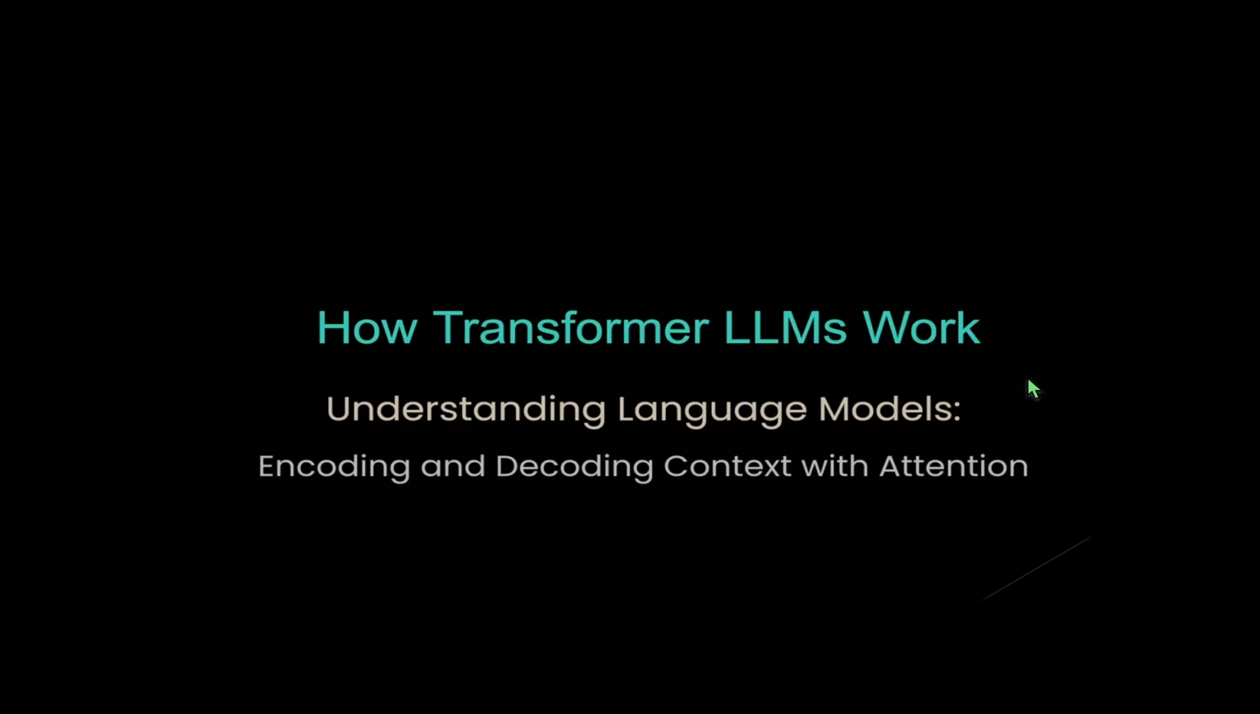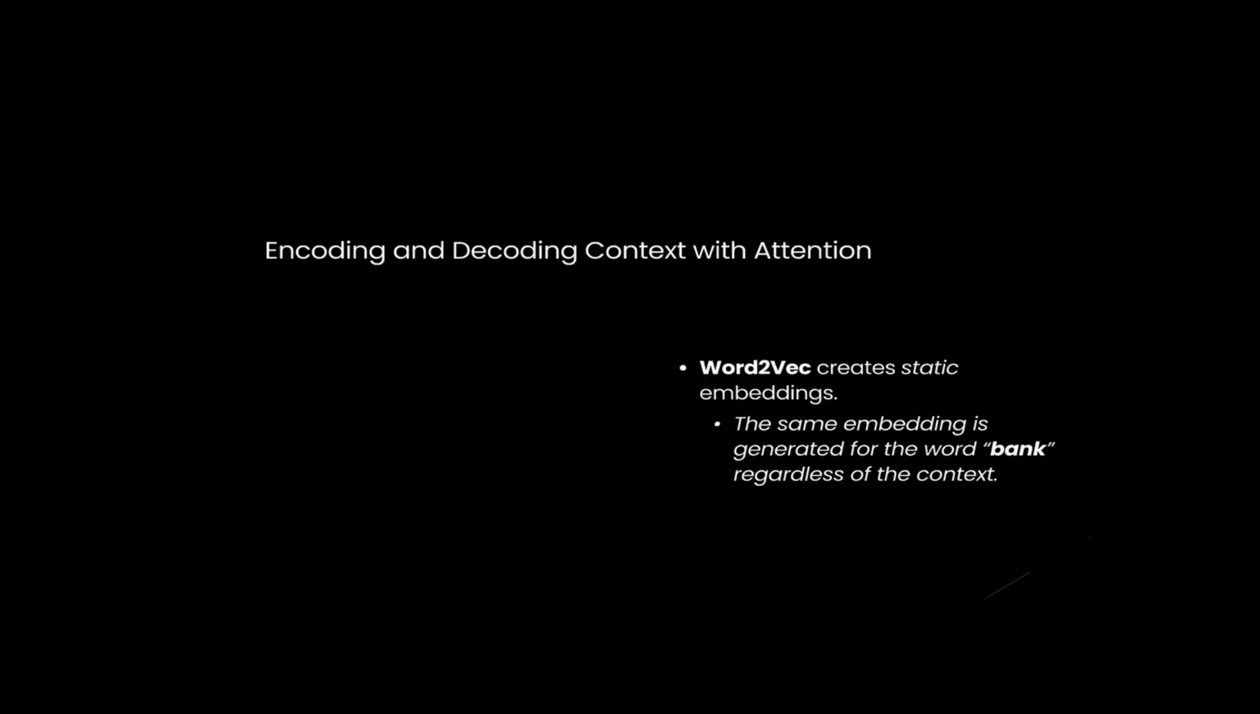In this lecture, we'll explore encoding and decoding context both with and without attention. Previously, we learned how models like word2vec identify relationships between words. However, the same word can have different meanings depending on the context. For example, the word bank can refer to the side of a river or to a financial institution.